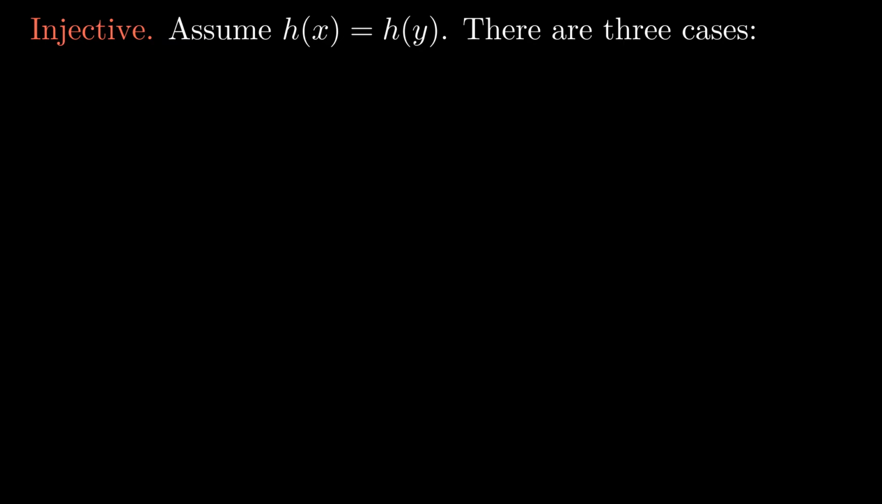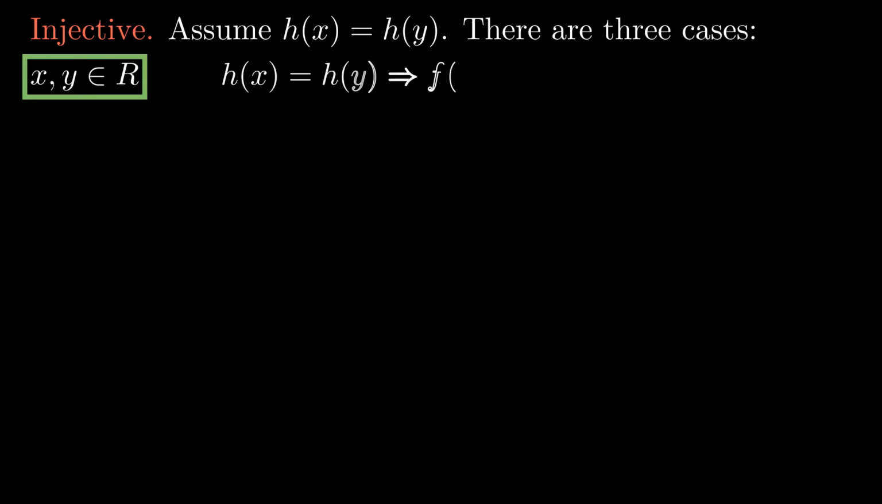We start by assuming that H of x equals H of y, but let's note that there are three cases. The first case is it's possible that x and y are both in R. Well, if x and y are both in R, then H is F, so H of x equals H of y implies f of x equals f of y. Remember that f is injective by assumption, and therefore x equals y.